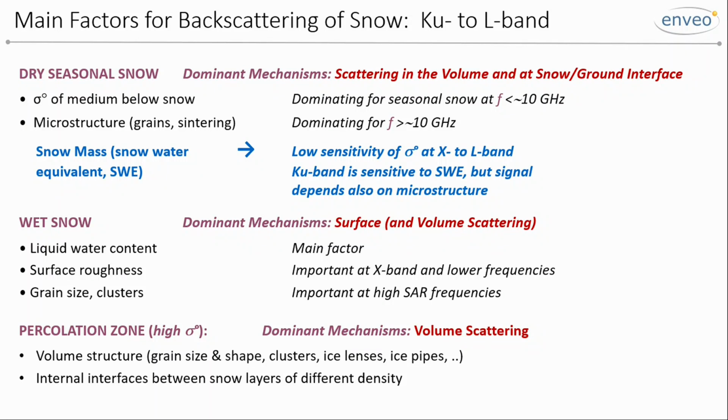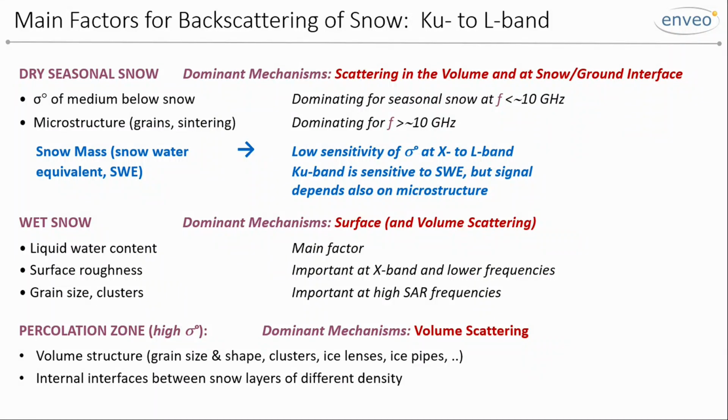But the dominant scattering is for the dry seasonal snow. What we are primarily talking about here is scattering in the volume and the snow-ground interface. Then we have microstructure, so grains and this sintering and these effects are especially important when we go to higher frequency. Therefore, when we look to new satellite missions looking for backscatter retrieval, they are working at Ku band, so 17 gigahertz, or sometimes even higher.